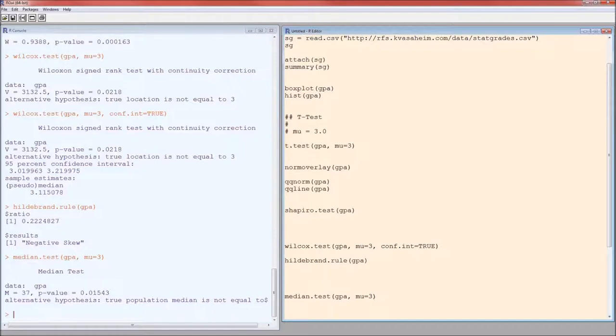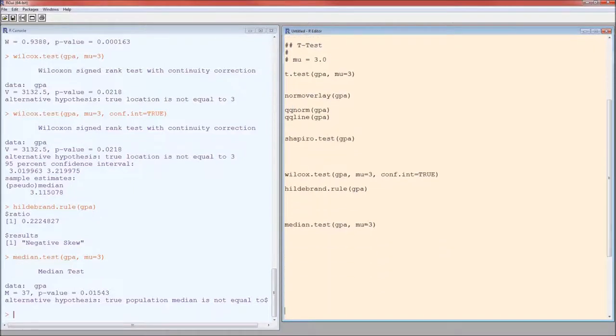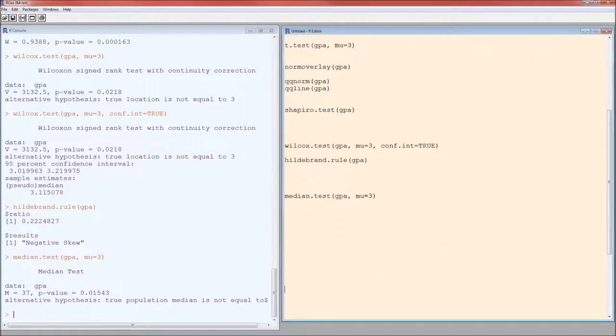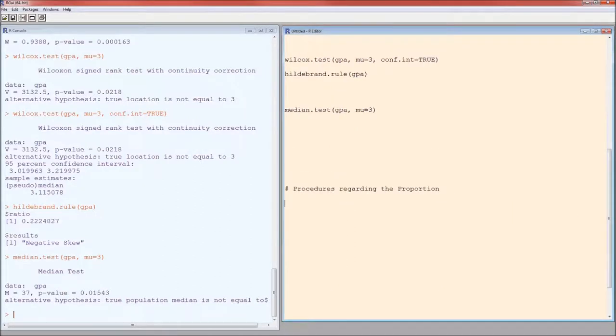Okay, that's part one. That's looking at the measure of center for the data. Let's look at proportion tests, or procedures regarding the proportion. We've got two, and the one that you use depends on the assumption you're going to make. But as usual, let's look at the data first. The best one is the bar plot.